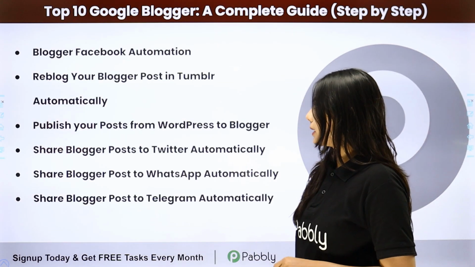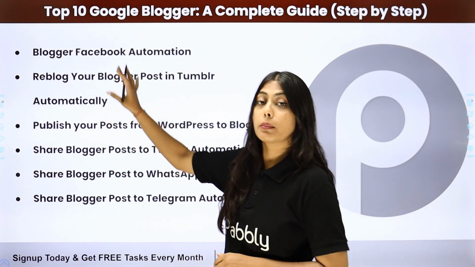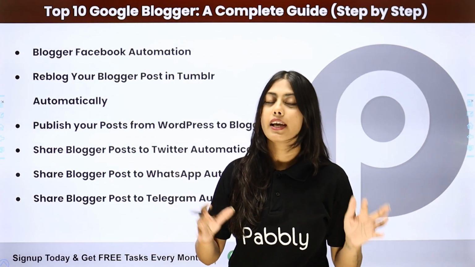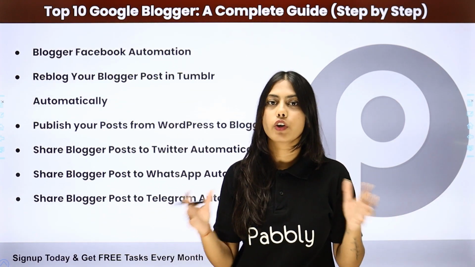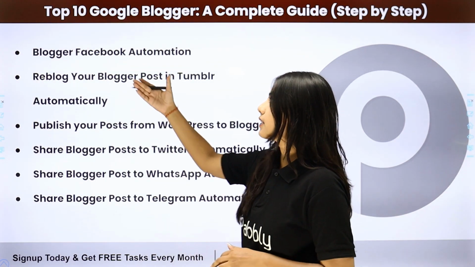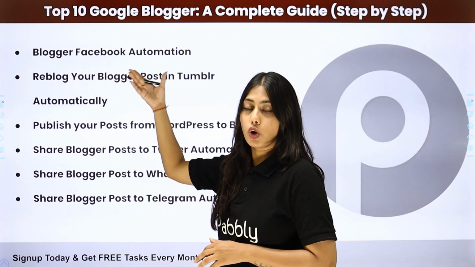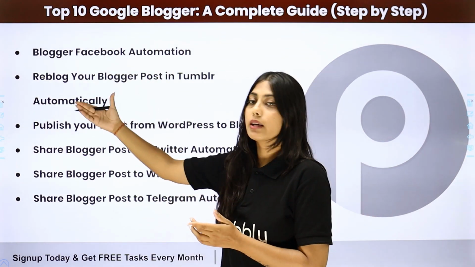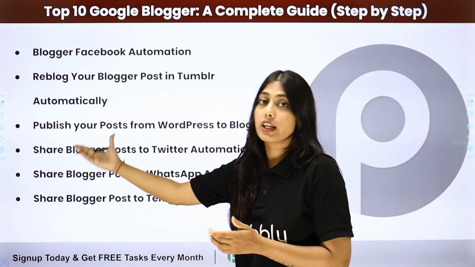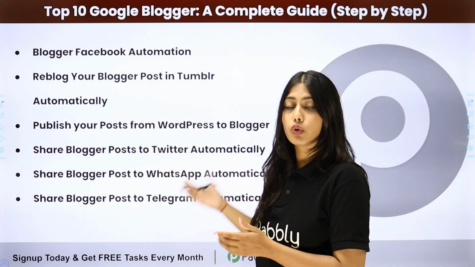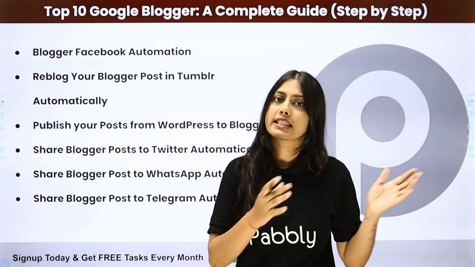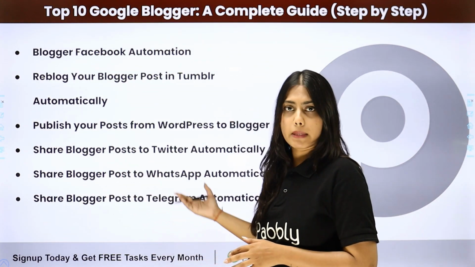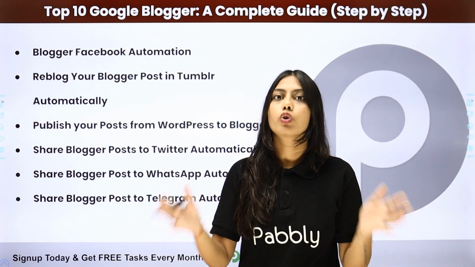So what you can do is basically integrate Blogger with multiple social media applications so that you can keep a check of all the posting and share those posts to reach your audience even more. So first thing is that you can integrate Blogger and Facebook automatically so that you can exchange the post. Similarly, you can share them to your Tumblr, and you can take posts from WordPress to Blogger also. You can take the post to Twitter and Telegram as well. Similarly, you can post the Blogger post to WhatsApp messages so that you can reach even more audience.